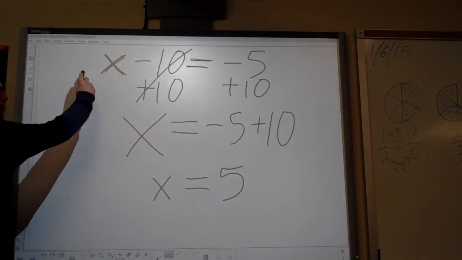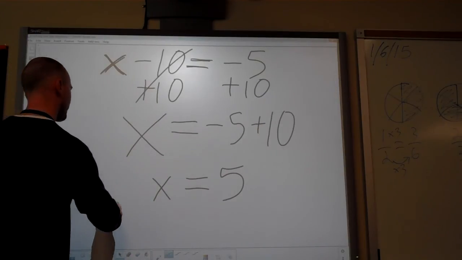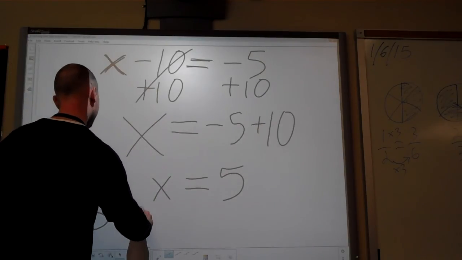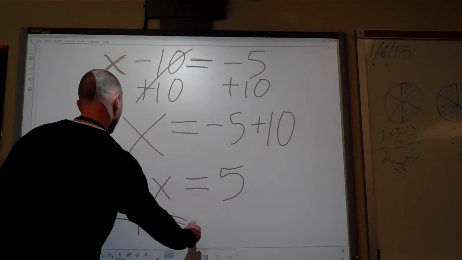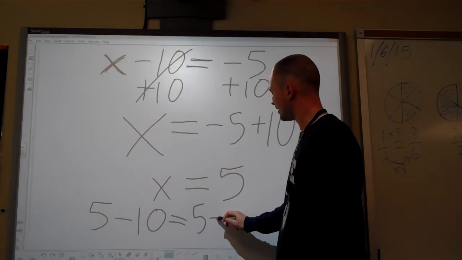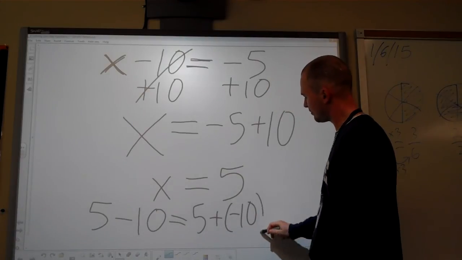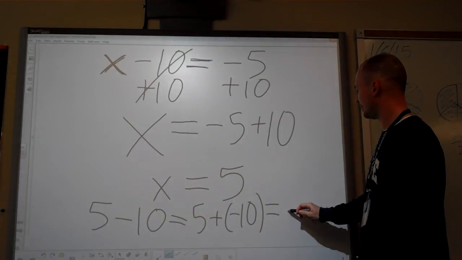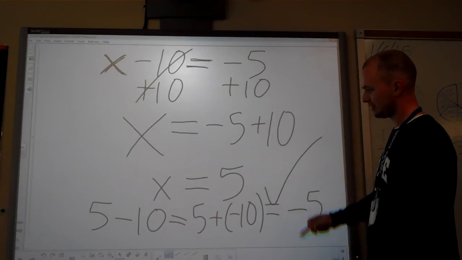Now we're going to go back to our original problem and substitute and make sure it works. 5 minus 10. Well, don't subtract, add the opposite. This gives us 5 plus negative 10, which does equal negative 5. It checks.